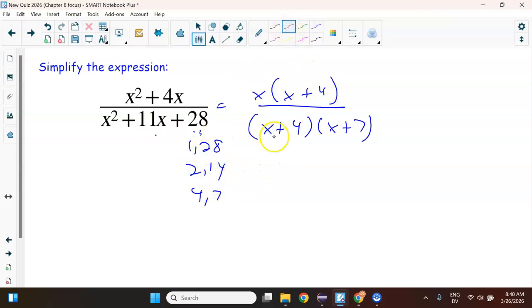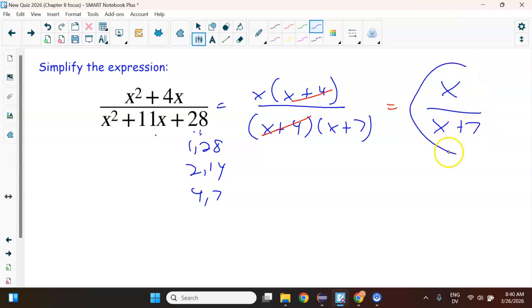And once you're here again, you have matching x plus 4, so those cancel out. So we're left with x on the top and x plus 7 on the bottom. And that's a cleaned up version of what we started with.